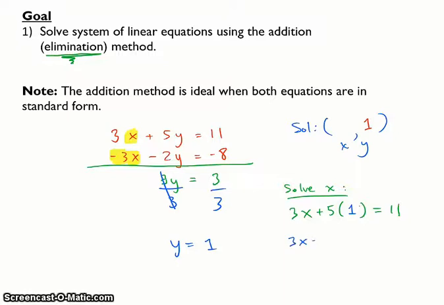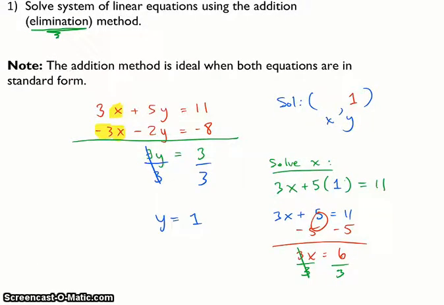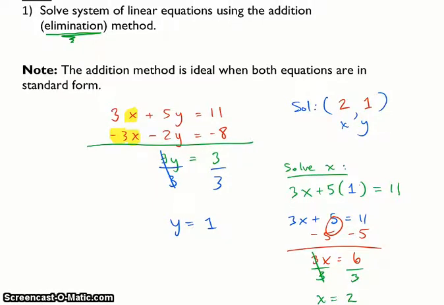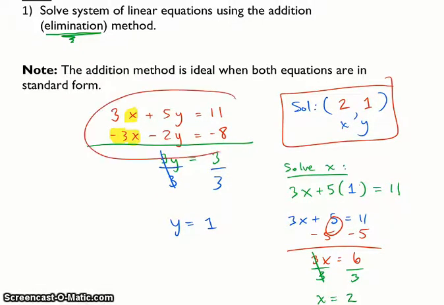We get 3x plus 5 times 1, which is 5, is equal to 11. And we're going to subtract 5 from both sides. It zeroes out. I get 3x is equal to 6. And then divide by 3. 3 over 3 is 1. 1 times x is equal to 6 divided by 3, which is 2. So my x coordinate is positive 2. All right, so this is my solution to this system, and that's using the addition method. So let's go through another one just to get a little bit more practice.